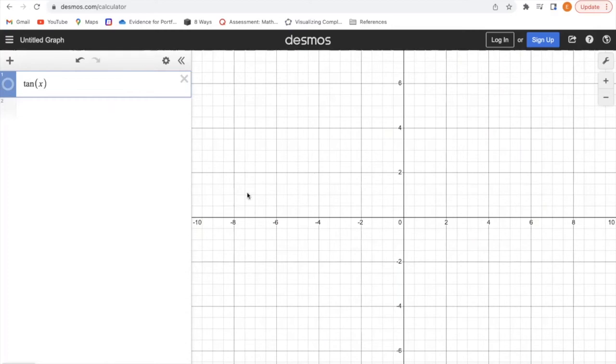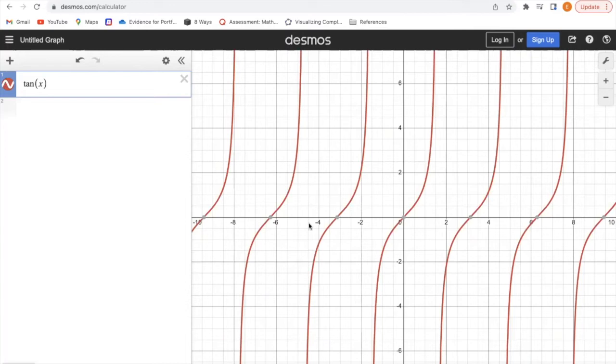Hello everyone, today we're going to look at the tan function. Before we jump into the sketch, I wanted to show you guys what this looked like. And you can see it kind of looks like a series of cubics where it has these asymptotes down this line here, and they're going to occur periodically.